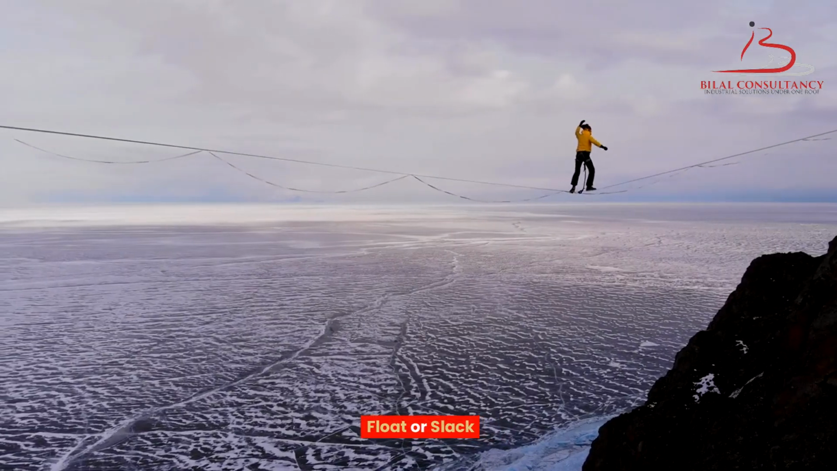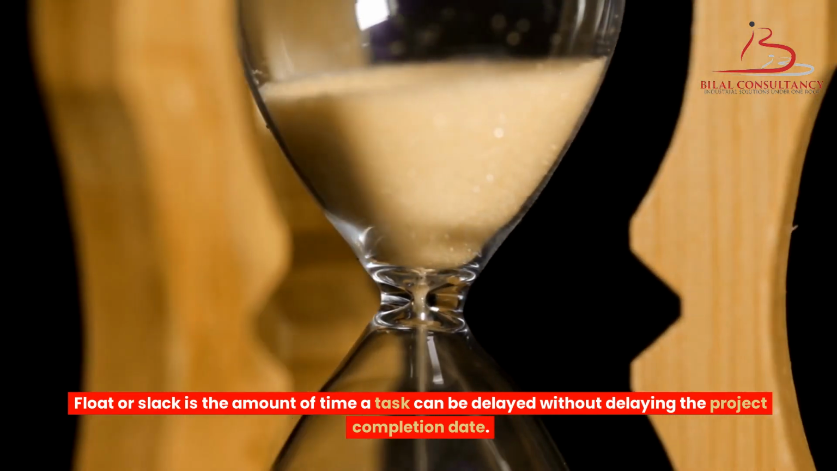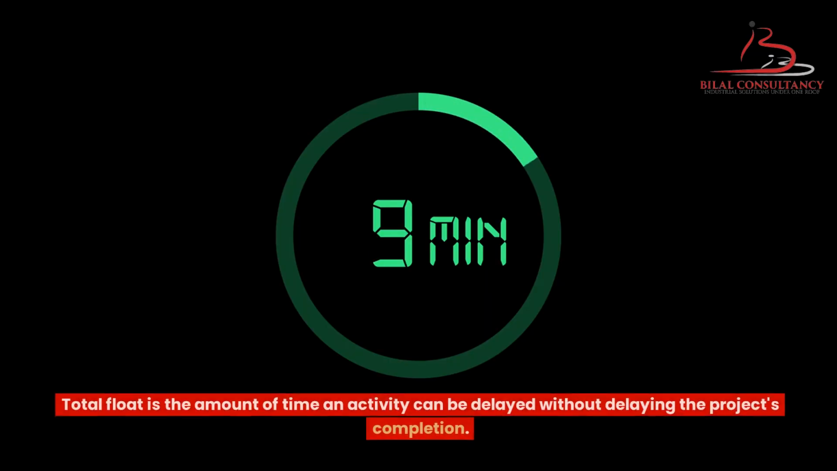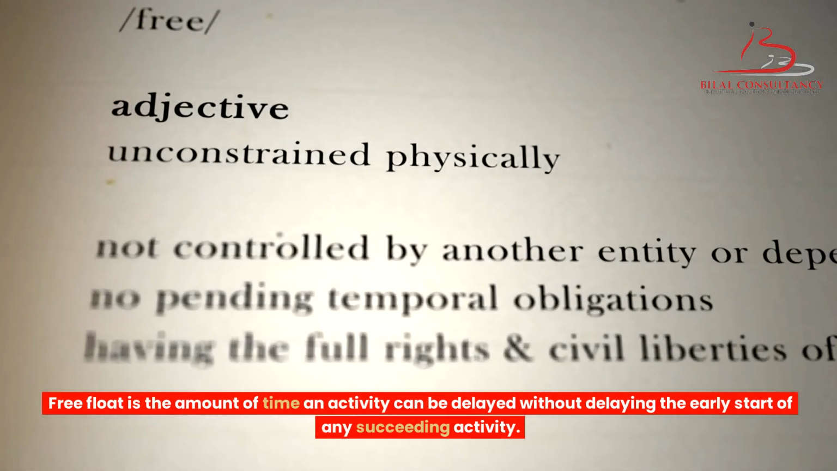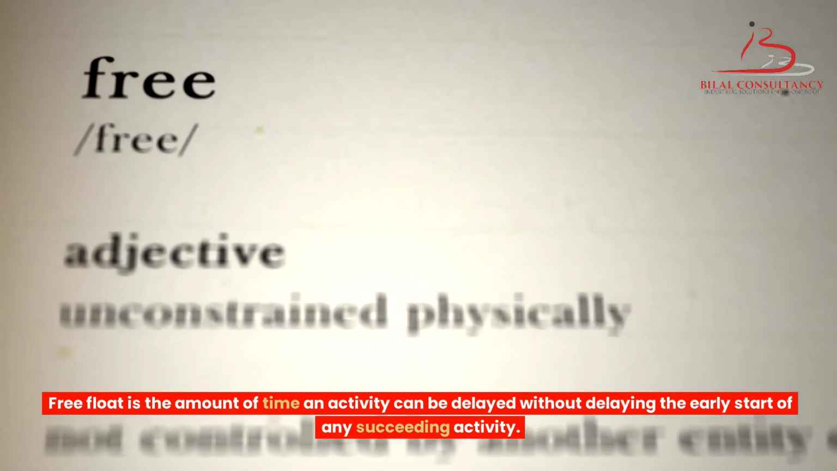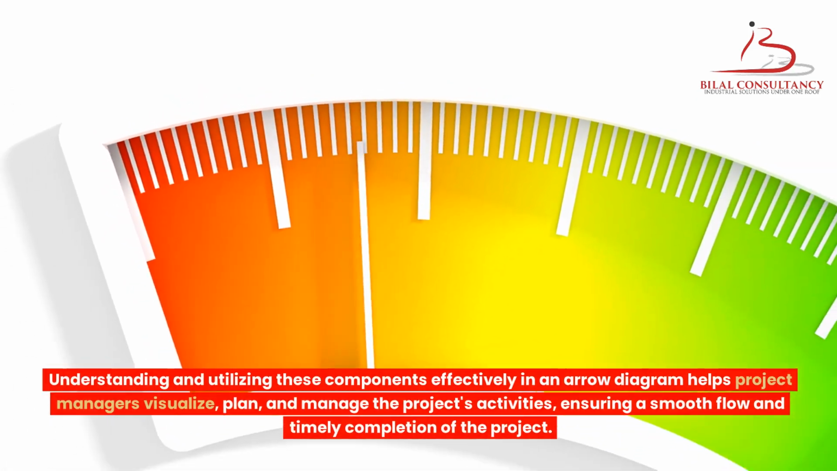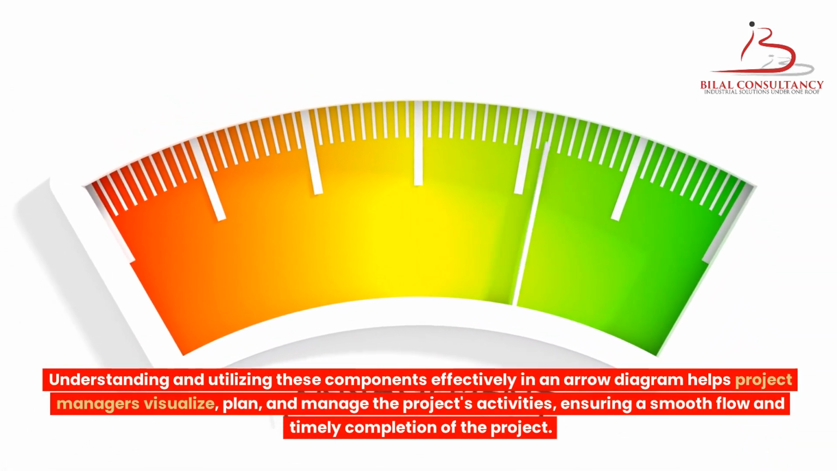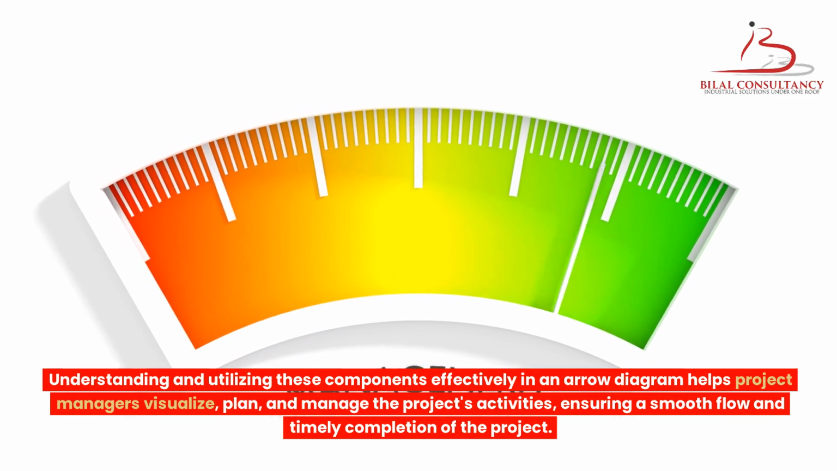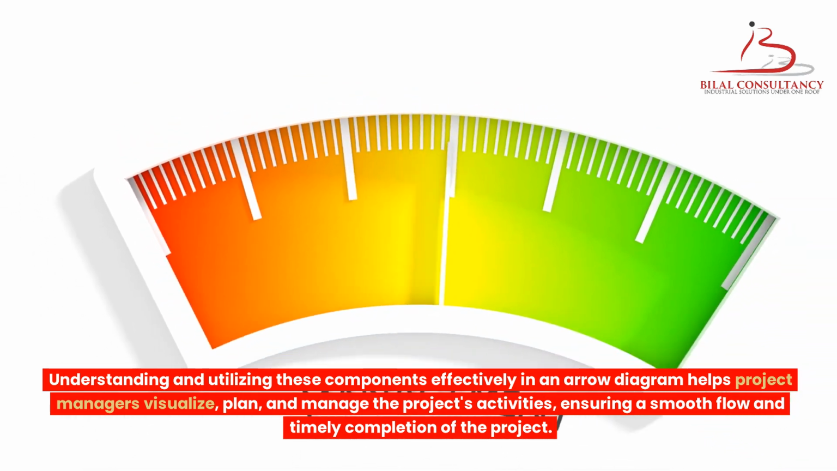Float or slack. Float or slack is the amount of time a task can be delayed without delaying the project completion date. Total float is the amount of time an activity can be delayed without delaying the project's completion. Free float is the amount of time an activity can be delayed without delaying the early start of any succeeding activity. Understanding and utilizing these components effectively in an arrow diagram helps project managers visualize, plan, and manage the project's activities, ensuring a smooth flow and timely completion of the project.